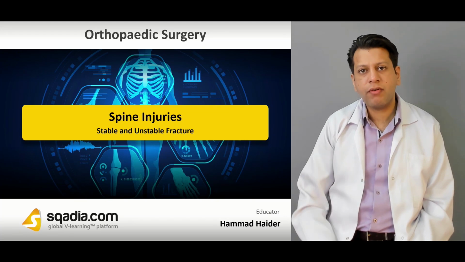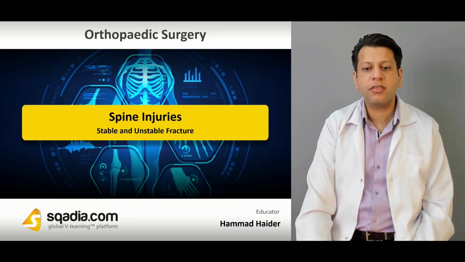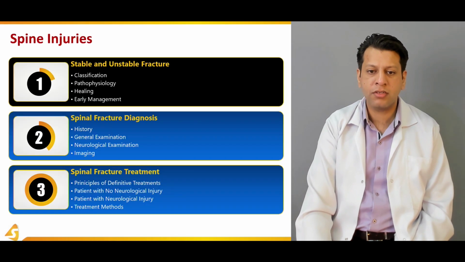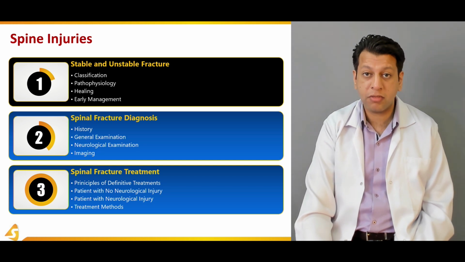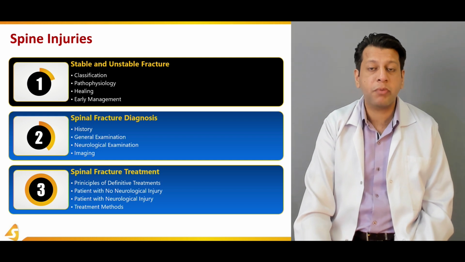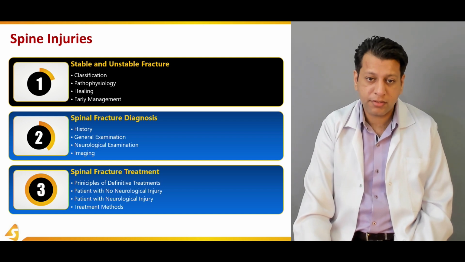Now, moving on to our first section, we'll be discussing spinal cord injuries, what are the stable ones and what are the unstable ones. We'll be discussing the Denis classification, its pathophysiology, the healing mechanism, and early management of spinal cord injuries, especially in the case of a polytrauma patient.